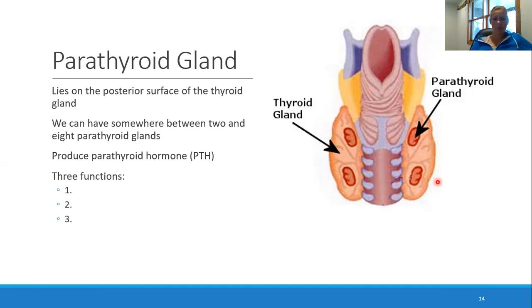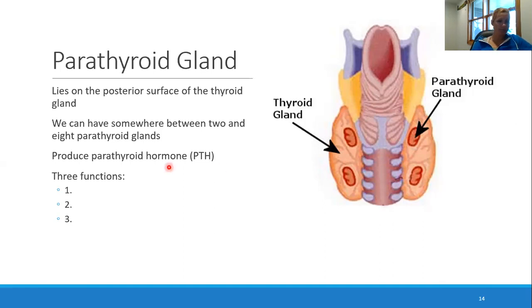Parathyroid hormone is the only hormone that's going to be secreted here, and it does a few things. It has 3 functions. It is working in opposition to calcitonin. So it's going to increase the blood concentration of calcium. Parathyroid hormone is released when calcium blood levels are too low. So how is this going to work?